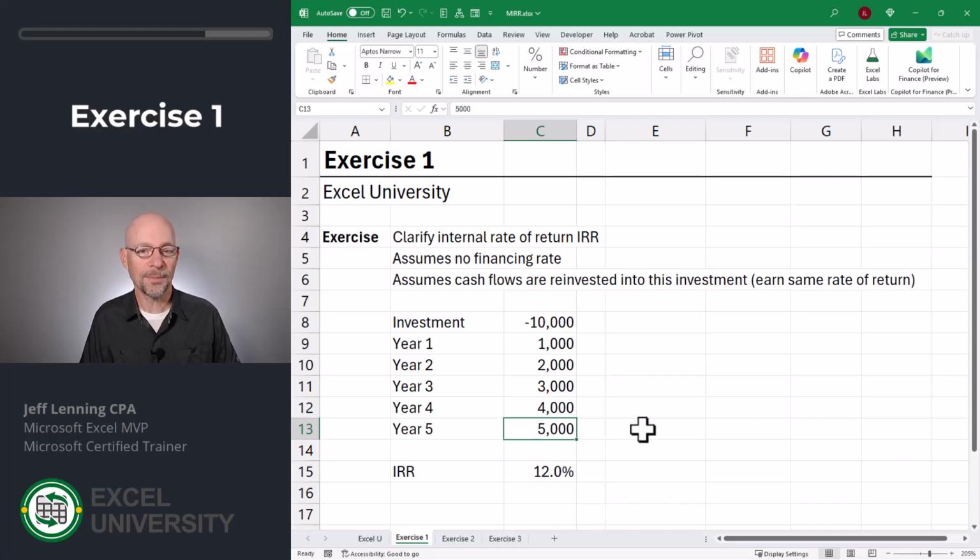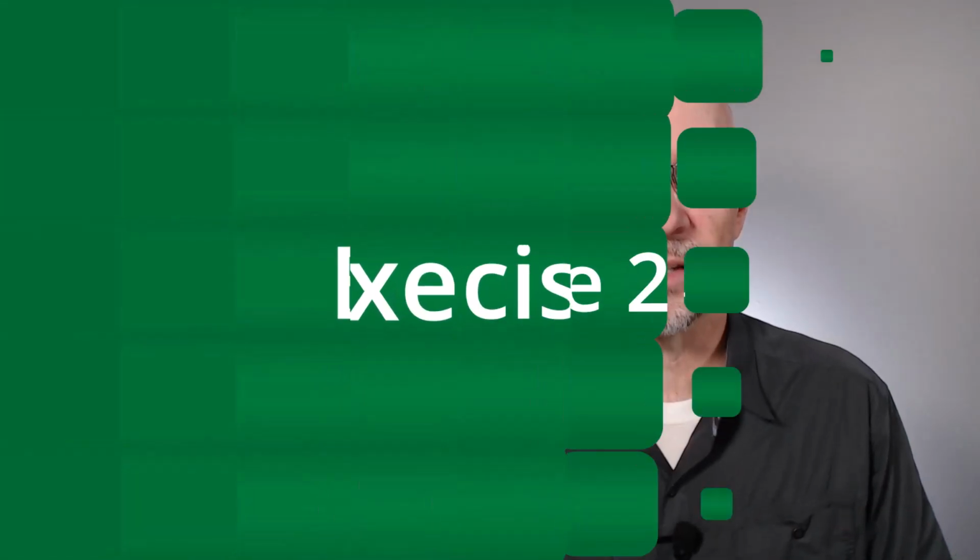And sometimes that might be a fair assumption, but sometimes it's not. Sometimes we may take this positive cash flow and stick it into a bank account, and the bank account might be earning a lot lower interest rate. So how do we account for that? Well, that's where the MIRR function comes into play. Let's go to the next exercise, exercise 2.